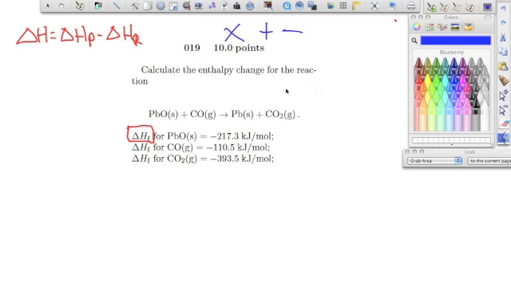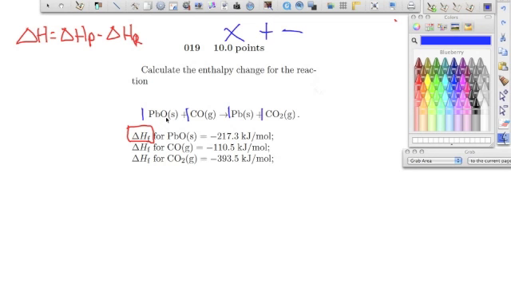Okay, so the first thing we have to do is multiply by the coefficient. Now we have to make sure that our equation is balanced. So we have one lead, two oxygens, two oxygens, one carbon, one carbon. So it's already balanced for us. So we know that the coefficients in front are going to be 1, 1, 1, and 1. So then all we have to do is multiply them by their heats of formation.